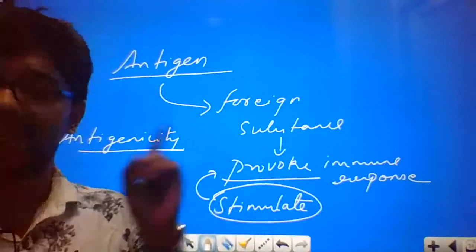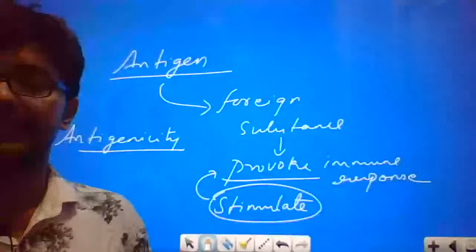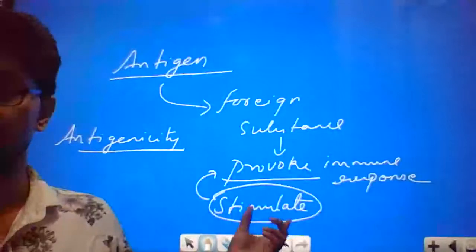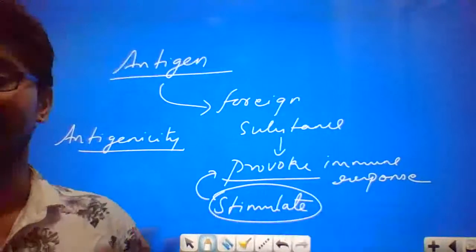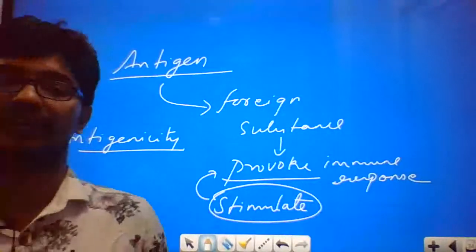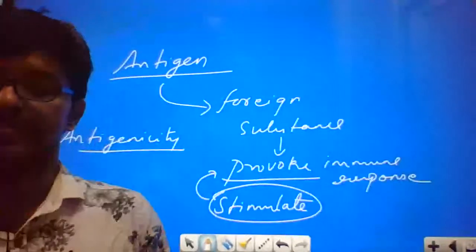So what is an antigen? Any foreign substance that definitely has the ability to provoke my immune response. Only then is it called an antigen. If not, it cannot be called one. Usually for any foreign substance we call it an antigen. No, the foreign substance must be foreign.